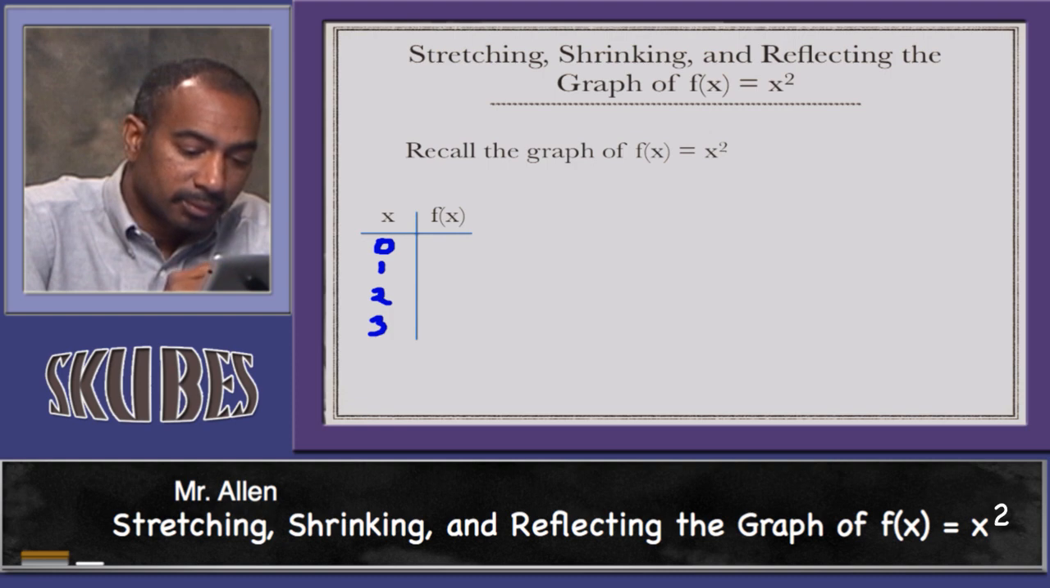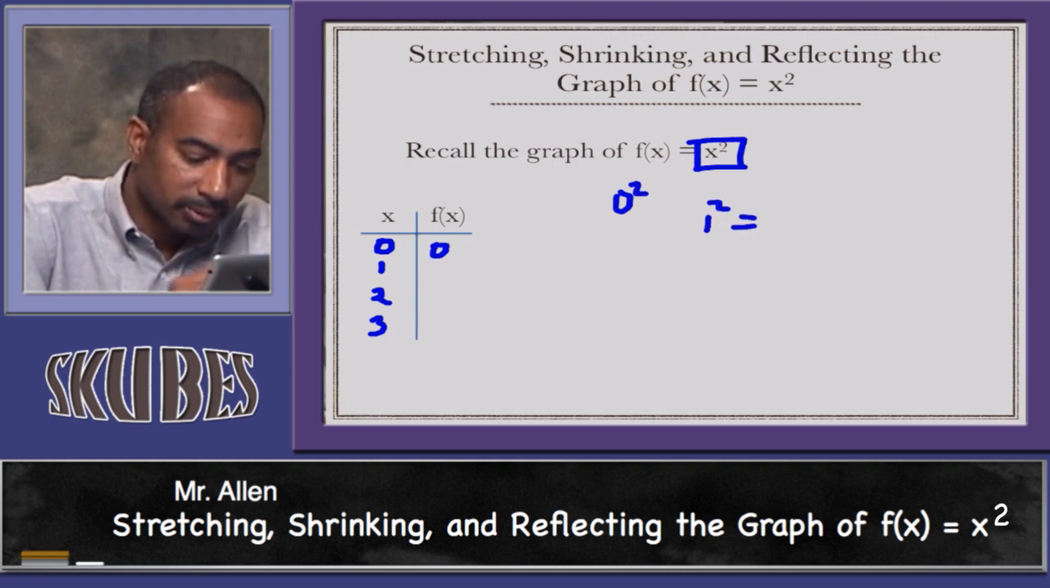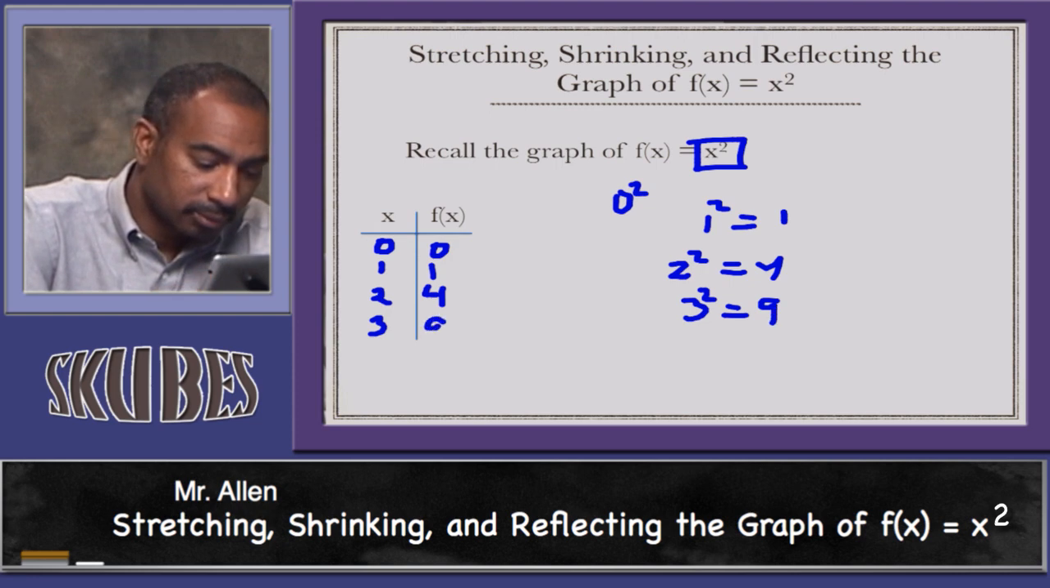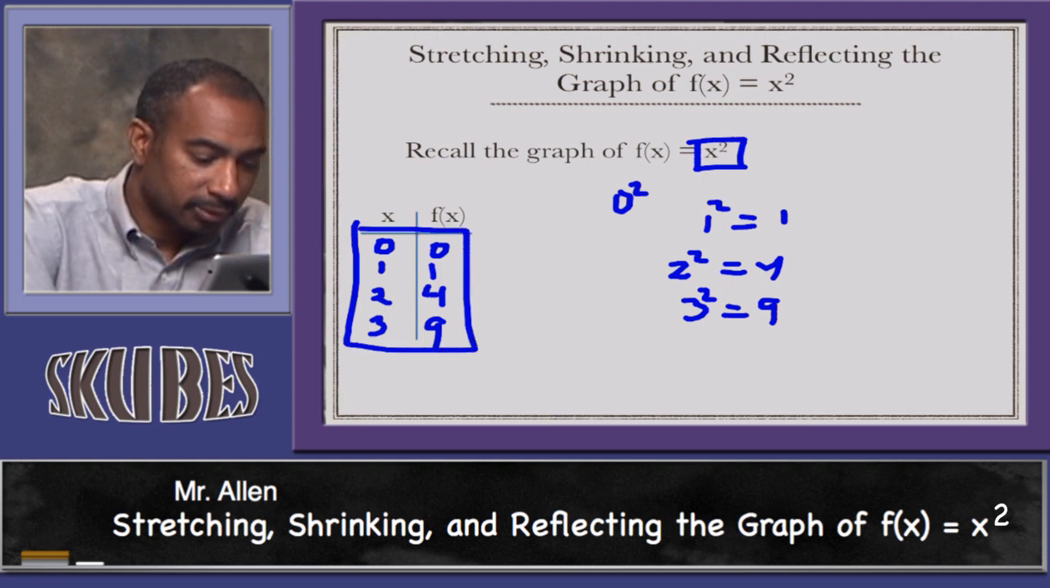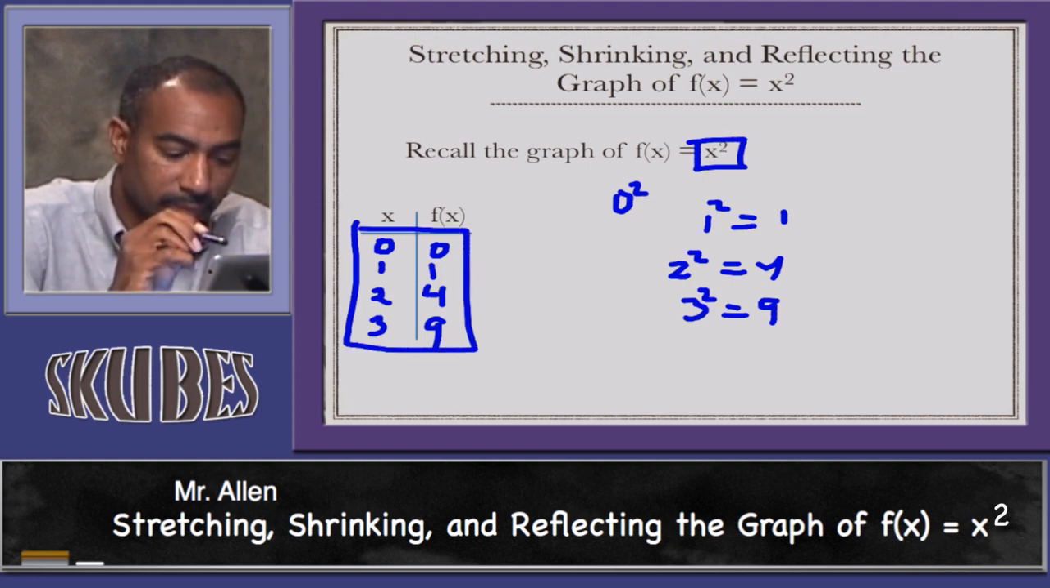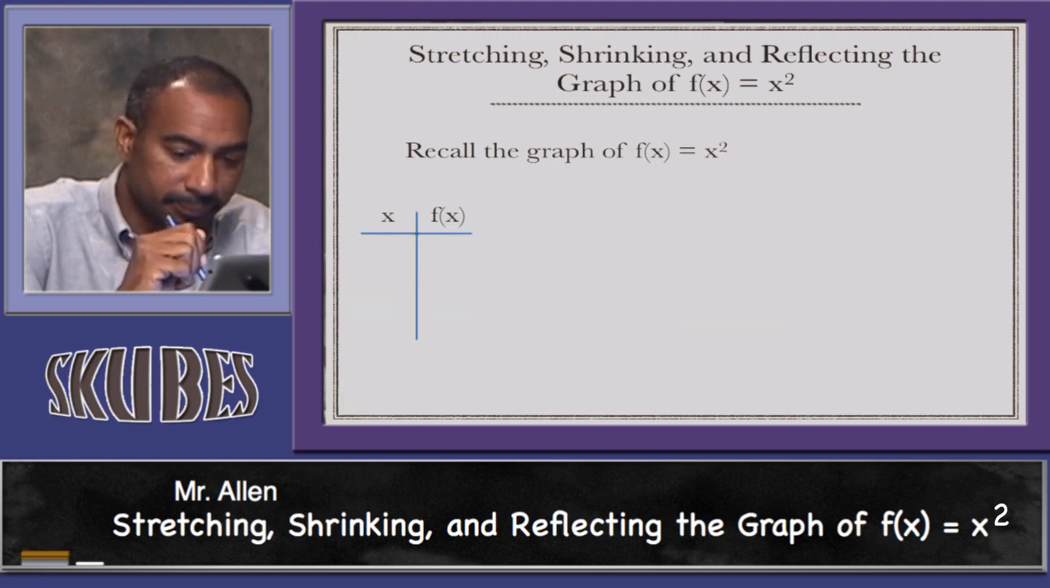So the rule is x squared. So 0 squared, we know is 0. I know that 1 squared is just 1. And 2 squared, I know is 4. And I know that 3 squared is 9. And these are the points you want to plot on the graph. So let's take a look at that.